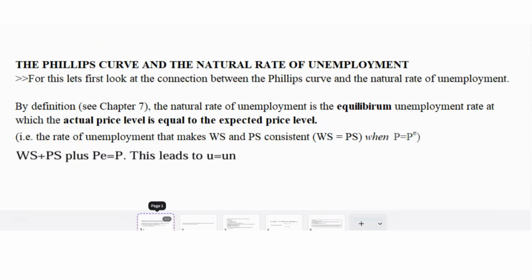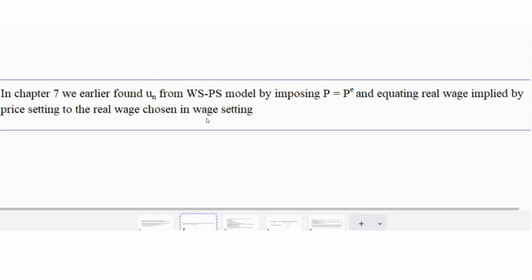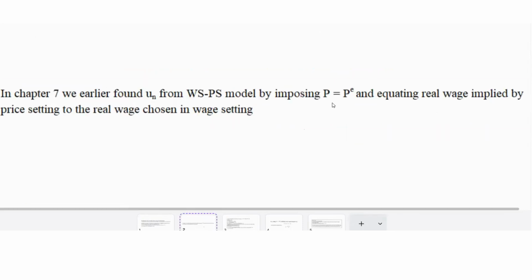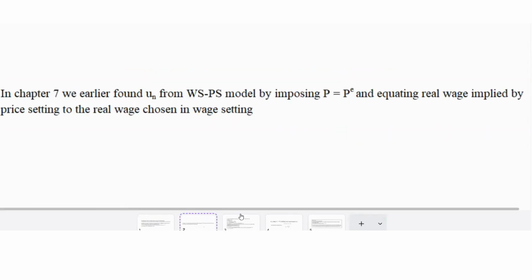Now the second condition. We know the two things that we need to get to UN. One is P is equal to PE and the other is WS is equal to PS. This is how we derived UN in chapter 7. We imposed P is equal to PE and we said WS is equal to PS. So this P is equal to PE part is satisfied when we set actual inflation equal to expected inflation.